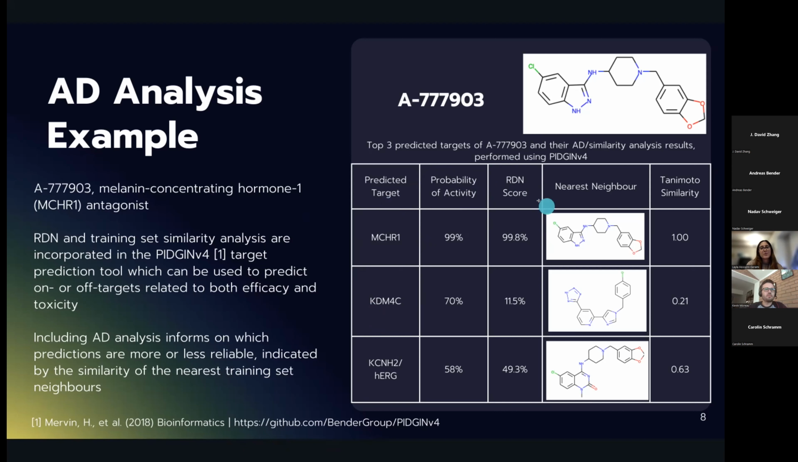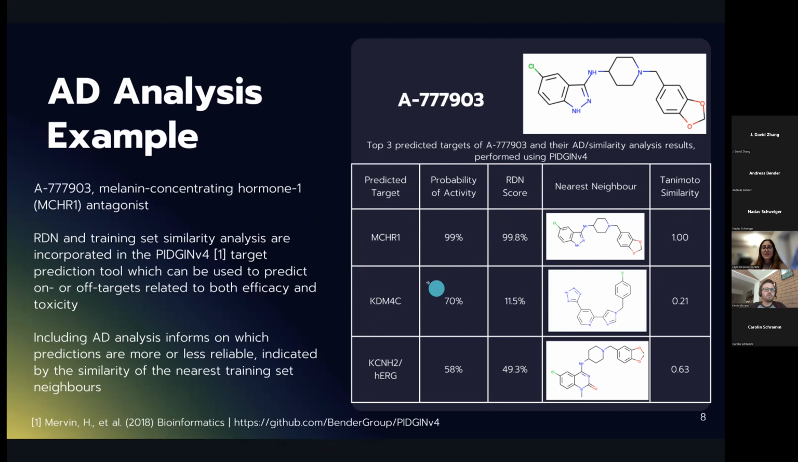It's also possible to perform a similarity analysis to retrieve the nearest neighbor in the training set used to build the model, as well as the Tanimoto similarity, here in terms of ECFP4 fingerprints, which is what was used to build the models. Looking at this example for this compound, we can see the top predicted target is the known target itself with a very high applicability domain score. And we can see why that is: the nearest neighbor is the input compound itself, with a Tanimoto similarity of 1.